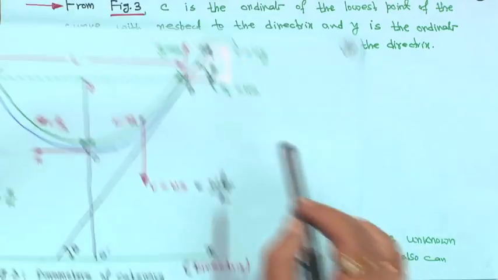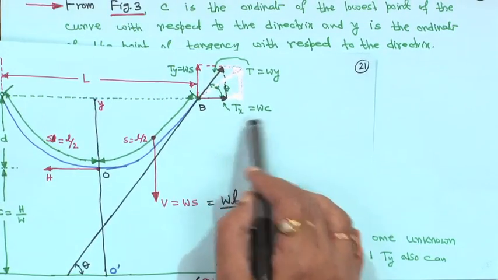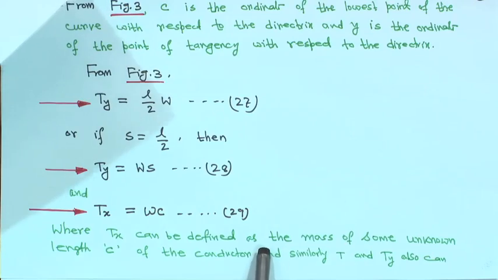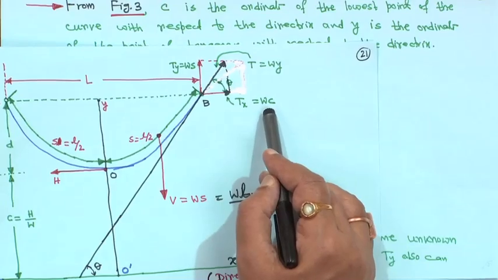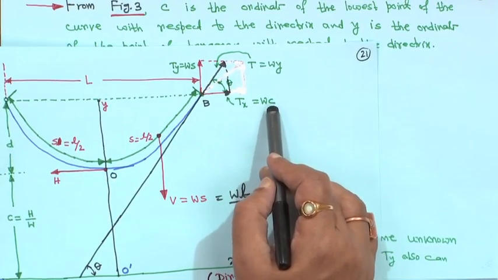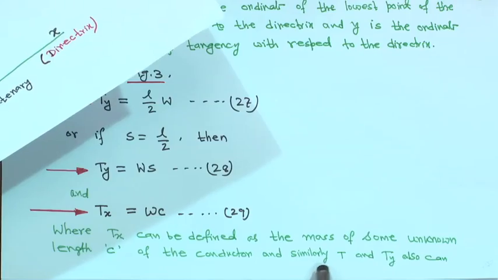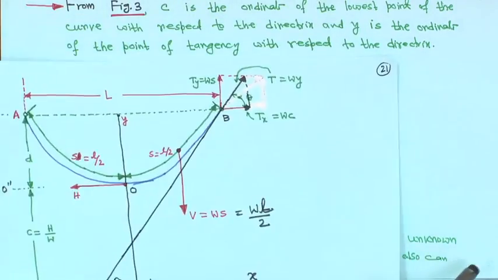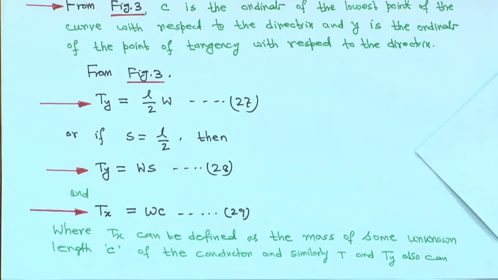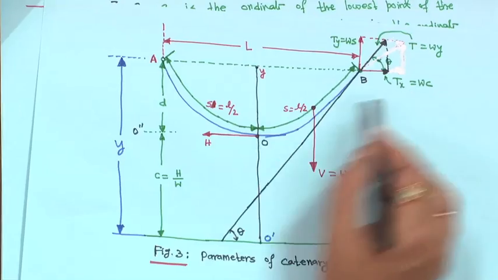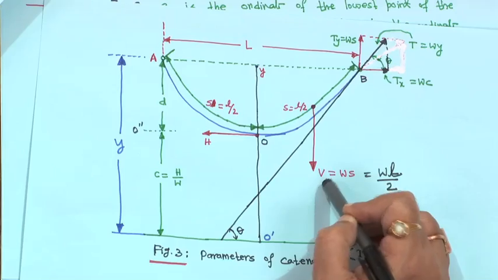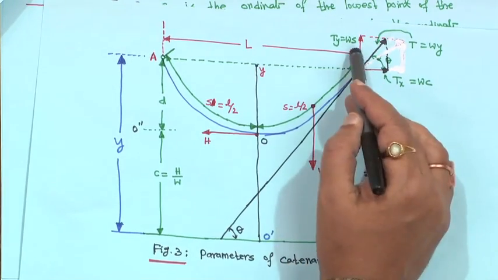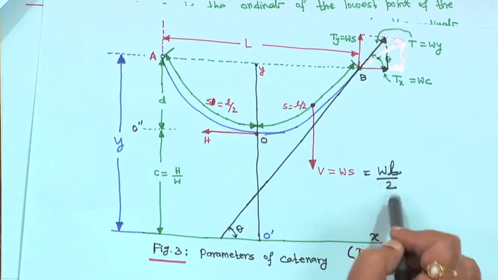Now, another thing is T x, the horizontal component, say it is W into C, where T x can be defined as the mass of some unknown length C. W is known, the conductor weight in kg per meter, and C is some unknown length of the conductor. Similarly, T x is equal to the horizontal tension H, and T y is equal to W s, that is the vertical one V. That means T y is equal to W s is equal to V is equal to W small l by 2.